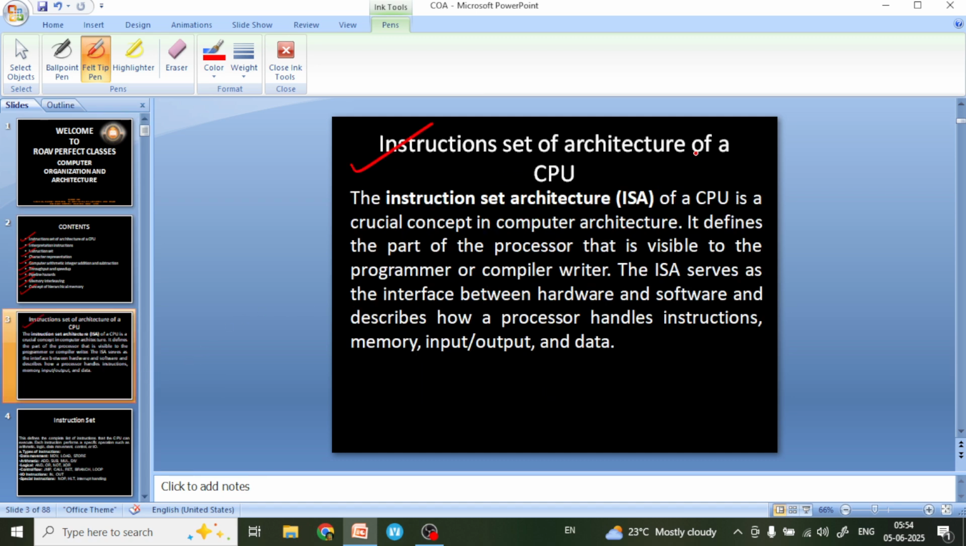First point is instruction set architecture of a CPU. What is the instruction set architecture of a CPU? Instruction set architecture of a CPU is a very important concept which is used in computer architecture, and it defines the part of the processor which is visible to the programmer and compiler writer. Instruction set architecture also serves as an interface between the hardware and software, and it describes how a processor handles instructions, memory, input, output, and data. This is called the instruction set architecture of a CPU.